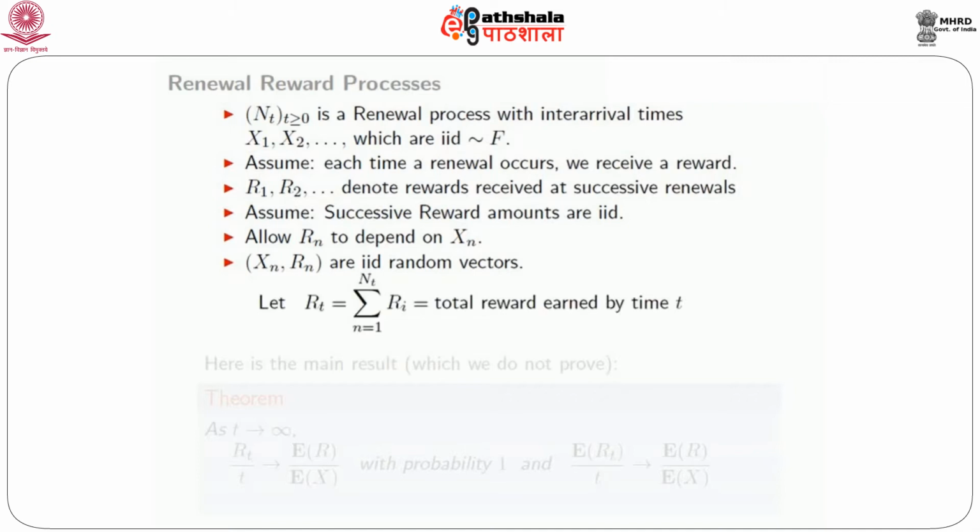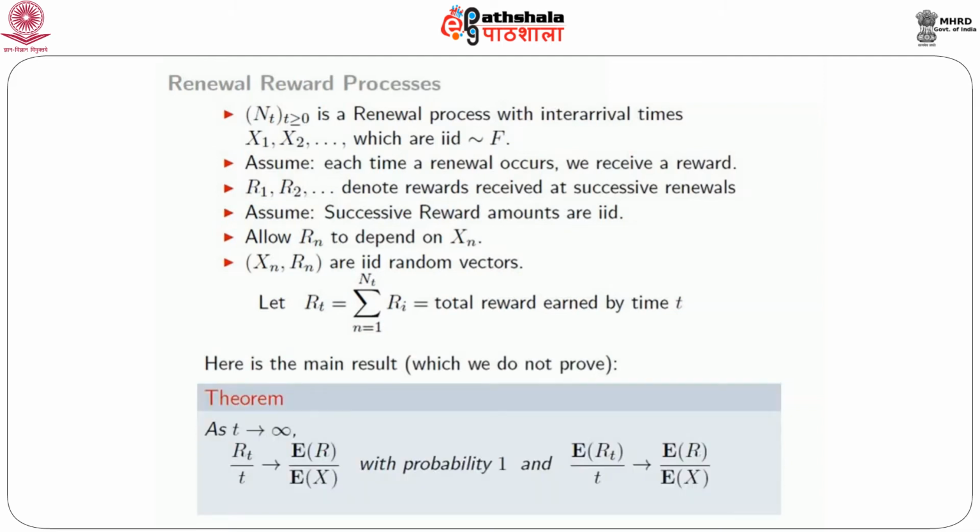So let's now denote R_t to be the total reward earned by time t, which of course is exactly equal to the sum from n equal to 1 to N_t, that is the random number of renewals taking place up to time t, of the corresponding rewards R_1, R_2, etc. up to R_{N_t}. That gives us the total reward earned by time t. Now here is the main result.